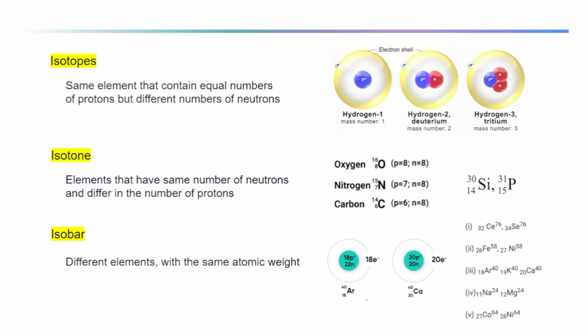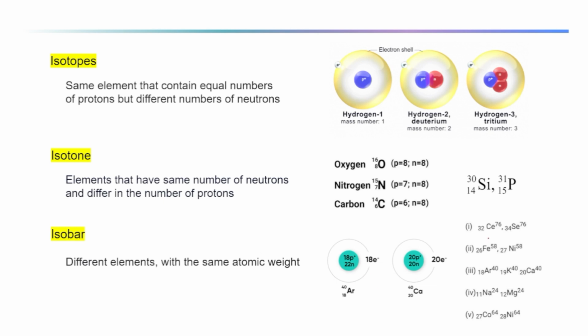For example, if you take argon and calcium, here we have 18 protons and 22 neutrons. Whereas in case of calcium, we have 20 protons and 20 neutrons. See, both the number of protons and number of neutrons are different. But this atomic weight, which is 40, is identical. So we have only same atomic weight. So that's why these are called isobars.